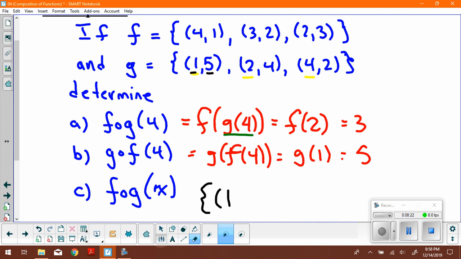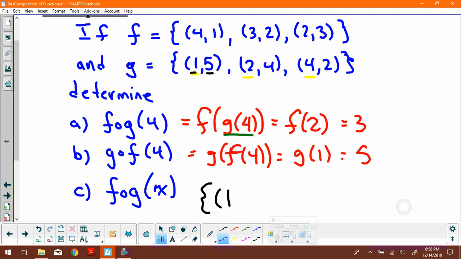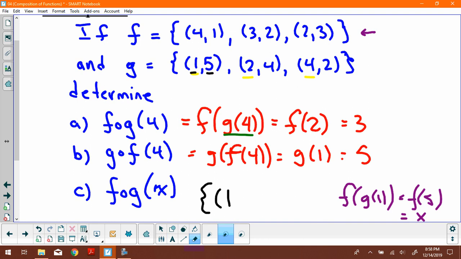I'll write that again on the side just to show what I mean. I'm trying to figure out what is f of g of 1. g of 1 is 5. But there is no f of 5, because there's no 5 in my input table for f. So I can't actually use that point. So we'll take that back out.